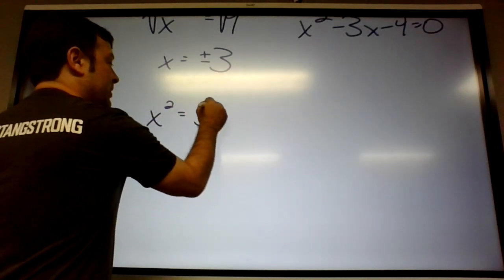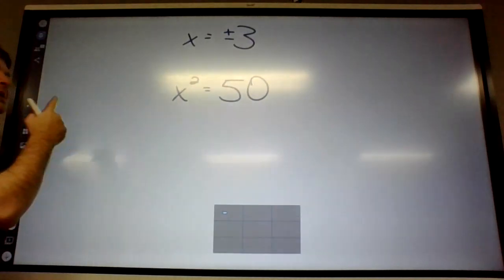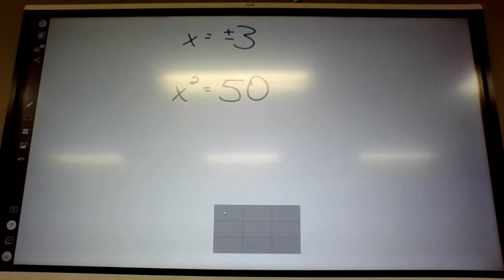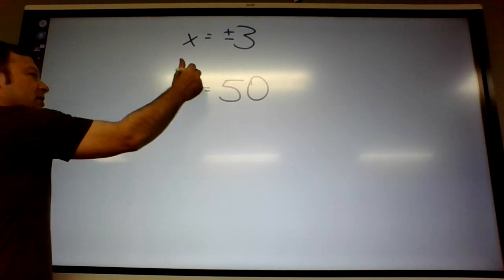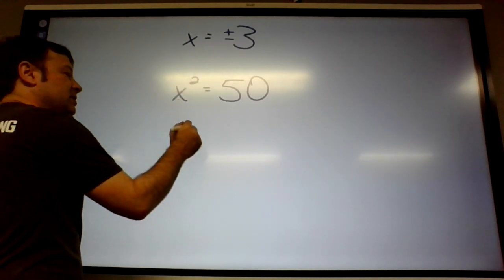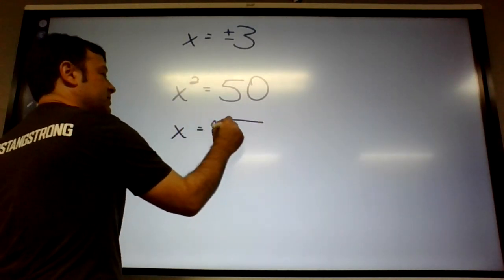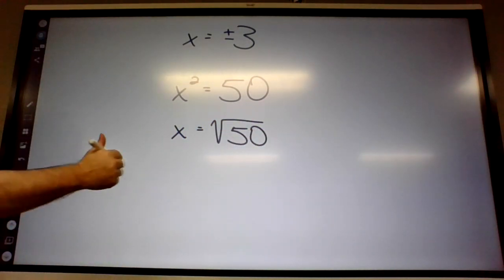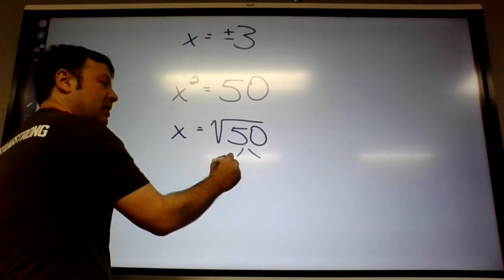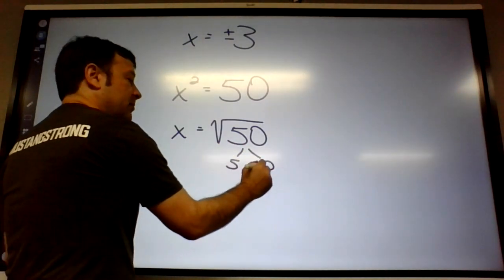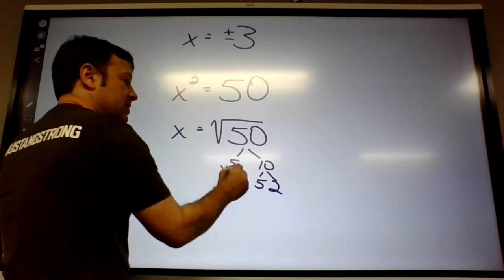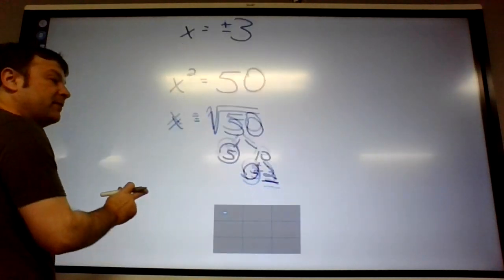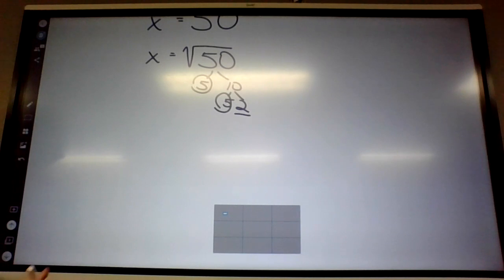Okay, if I had x squared equals 50, what would I do here? Well, you'd square root it. But what's the square root of 50? I don't want a decimal, but it does simplify. Yes, it's like last chapter, 5 square root of 2.